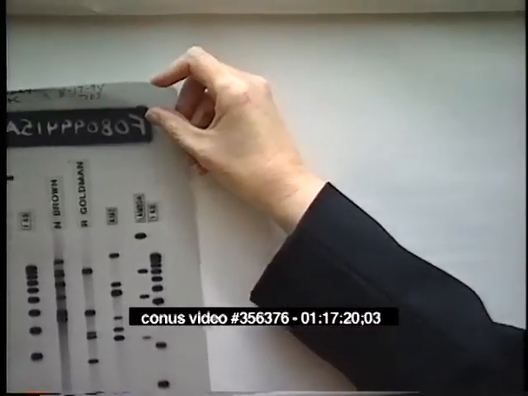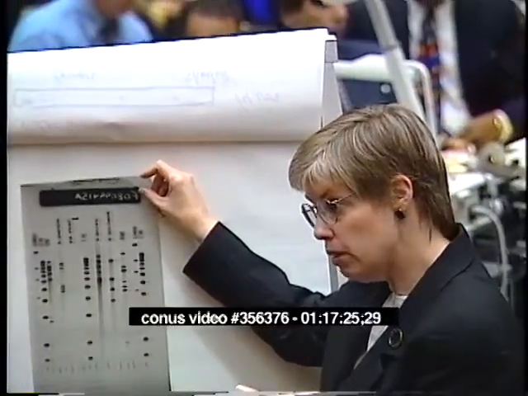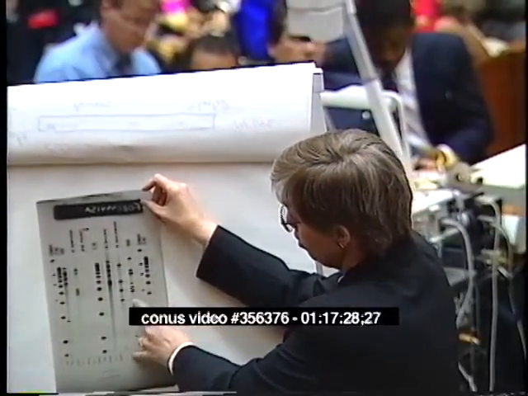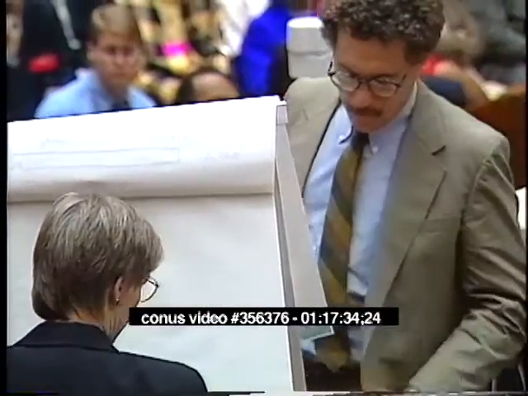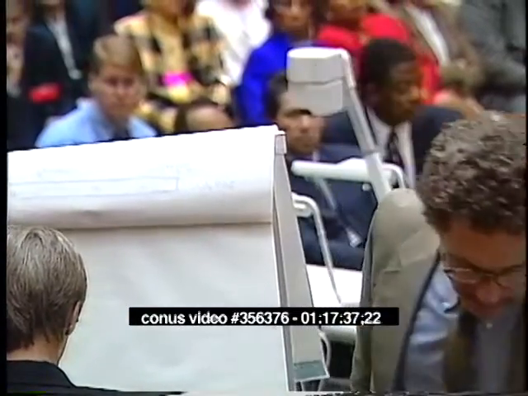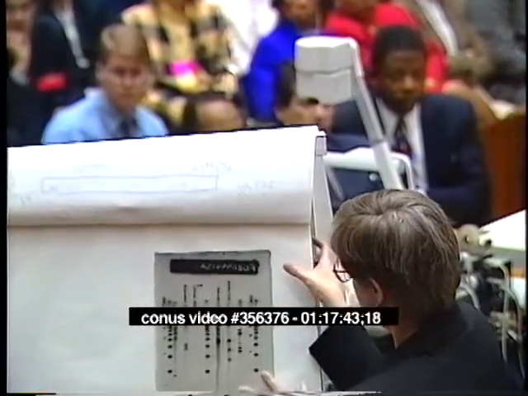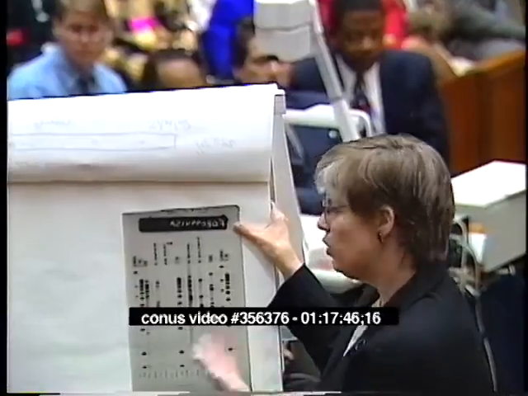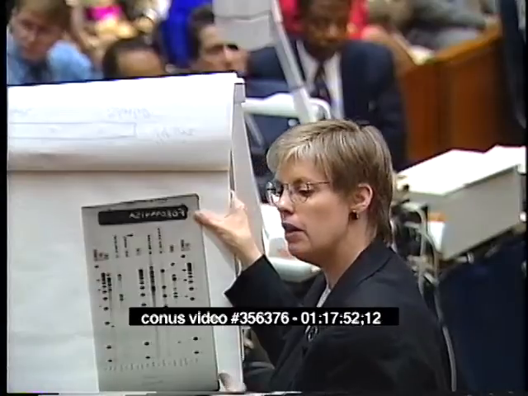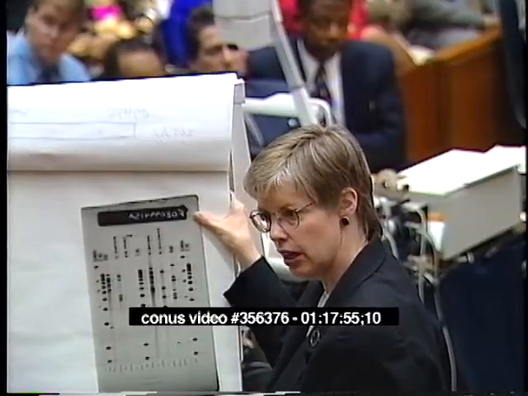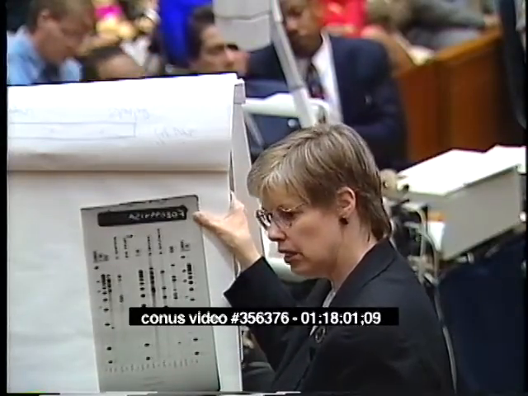Why? The darker the band, that reflects you've had more probe bound to it. More probe means that you had more DNA there. We don't have anything on here that has very light bands, but if you had something that had very light bands, that would be an indication that you didn't have very much DNA. If you have bands that are darker, that means you have more DNA.